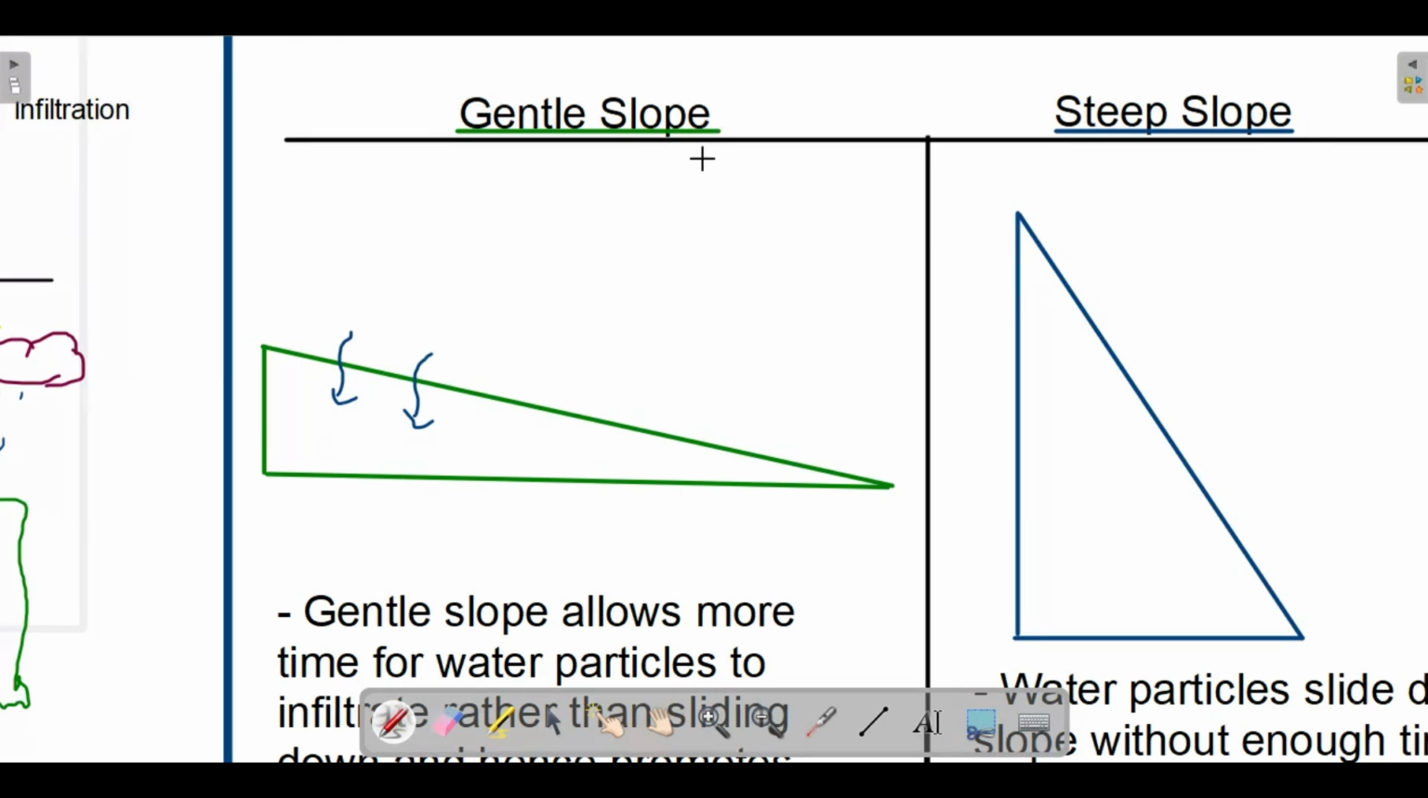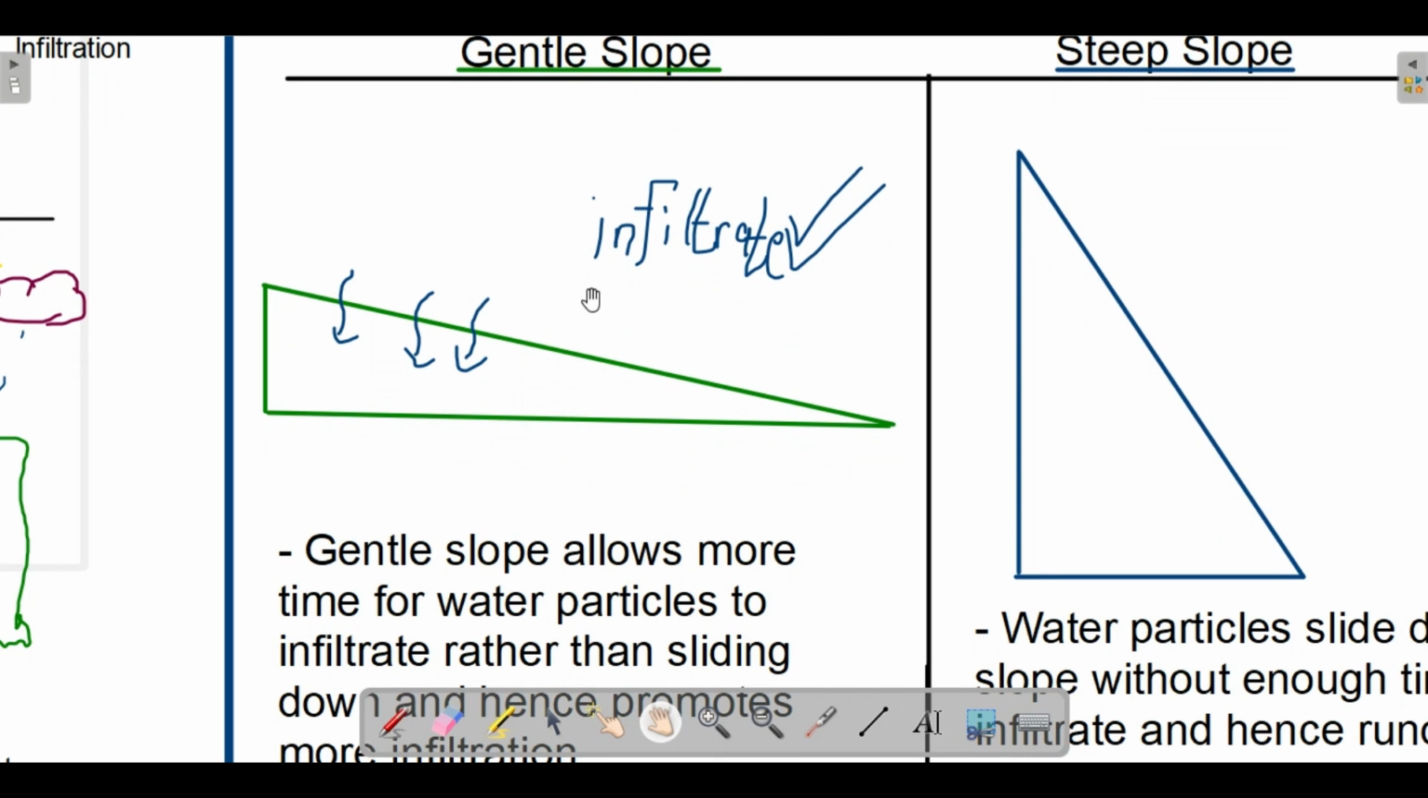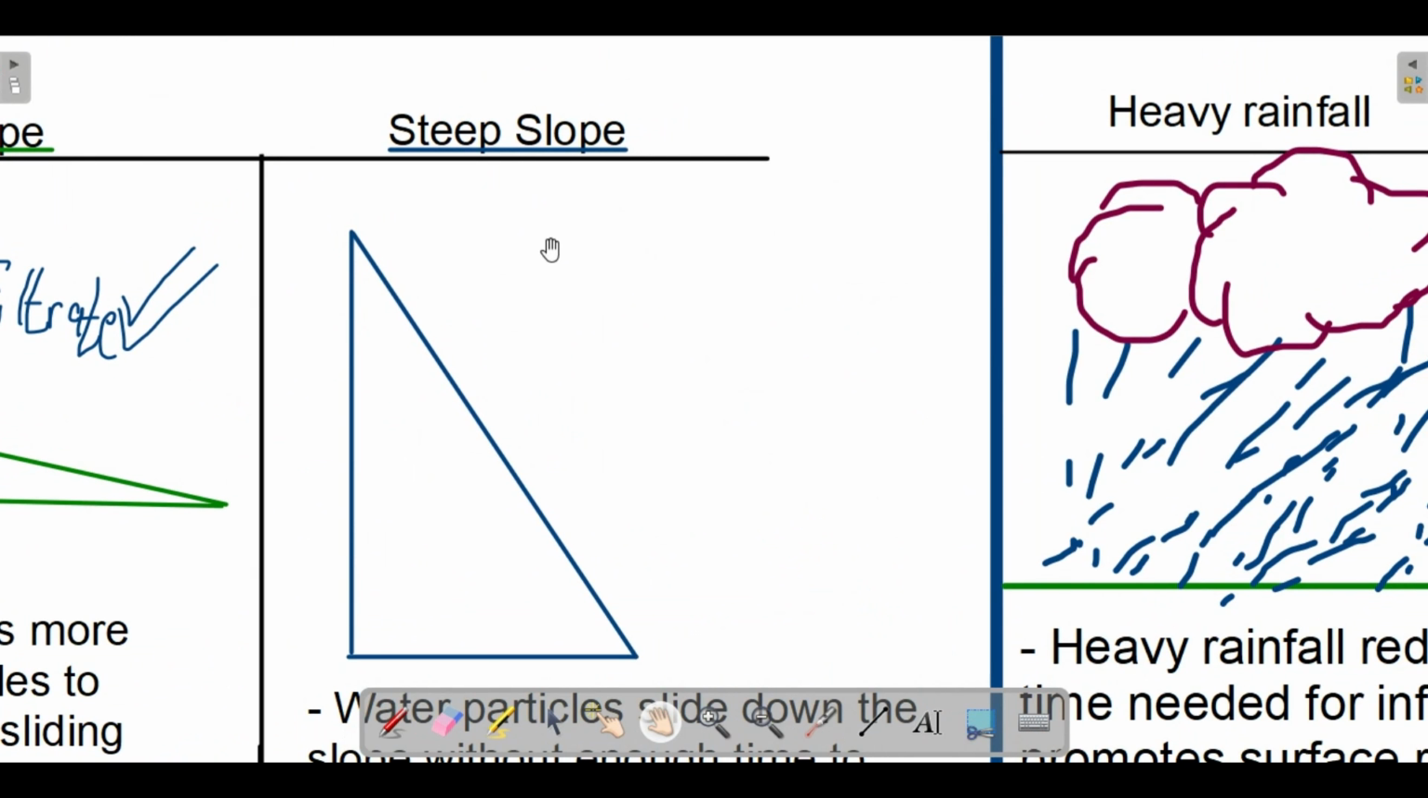And so a gentle slope provides the water particles enough time for them to infiltrate, okay, instead of just sliding them off the slope without giving any time to the water particles to infiltrate, right? And so we see more infiltration here when the slope is gentle because the water particles have enough time for them to infiltrate. Infiltration is promoted when the slope is gentle. Contrast to a steep slope.